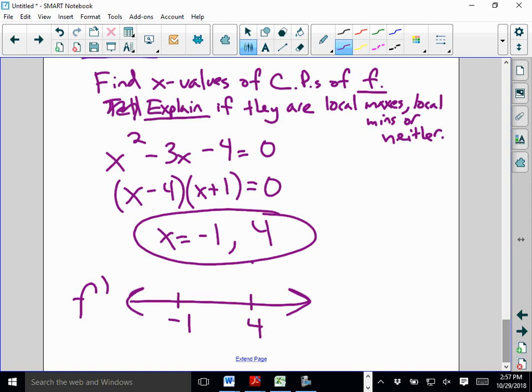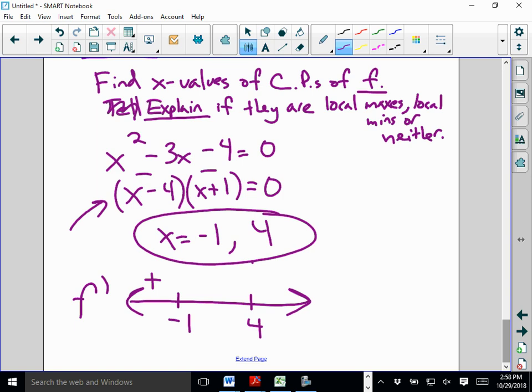So what I want to do now is take a value less than -1 and determine whether f prime is positive or negative. When I take a value less than -1, maybe -2, I'm going to plug into the factored form right here. And again, I don't care about the number, I care about the sign. When I plug in -2, -2 minus 4 is a negative number. -2 plus 1 is also a negative number. What happens when I multiply a negative times a negative? I get a positive.